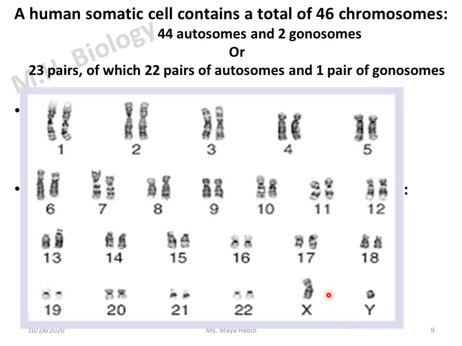When we say 46 chromosomes, we also consider them as 23 pairs, so we can say that there are 22 pairs of autosomes, and 1 pair of gonosomes, within each human somatic cell.